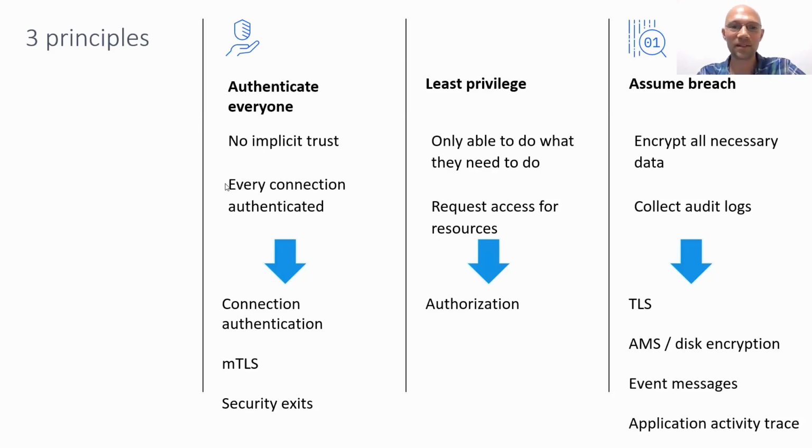So we'll start off with the authentication aspect. So what we need to do here is to authenticate all connections that come into your MQ network. And the three features that MQ provides that let you do this are connection authentication, TLS, and security exits. And we'll look in more detail at all of these later on.